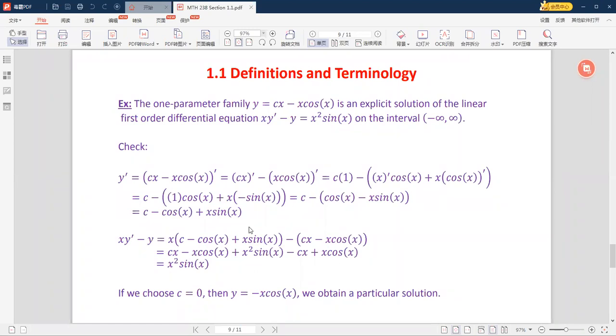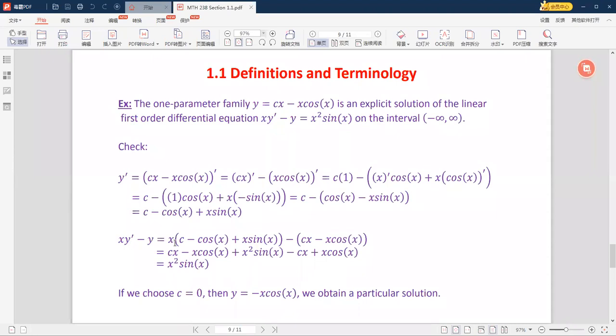So now we are ready to plug y prime into the differential equation and see if the equation holds. On the left side of the equation, we have xy prime minus y. And we already found the y prime in here, so just plug it in.